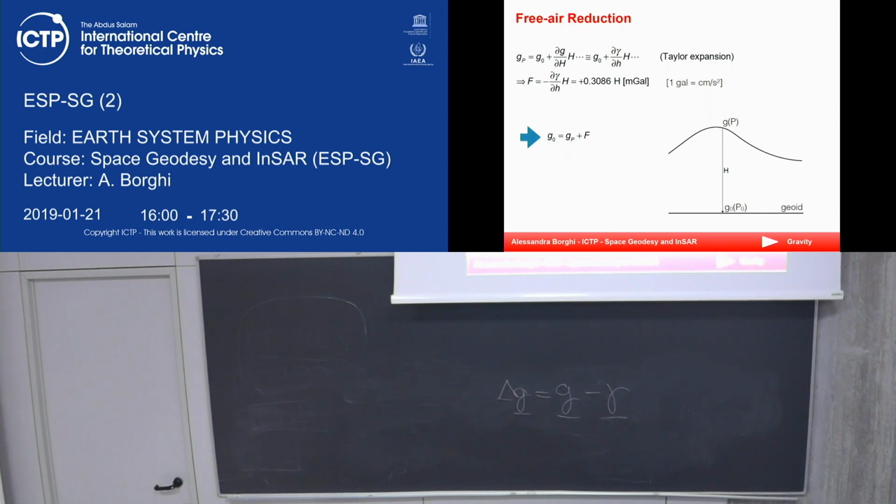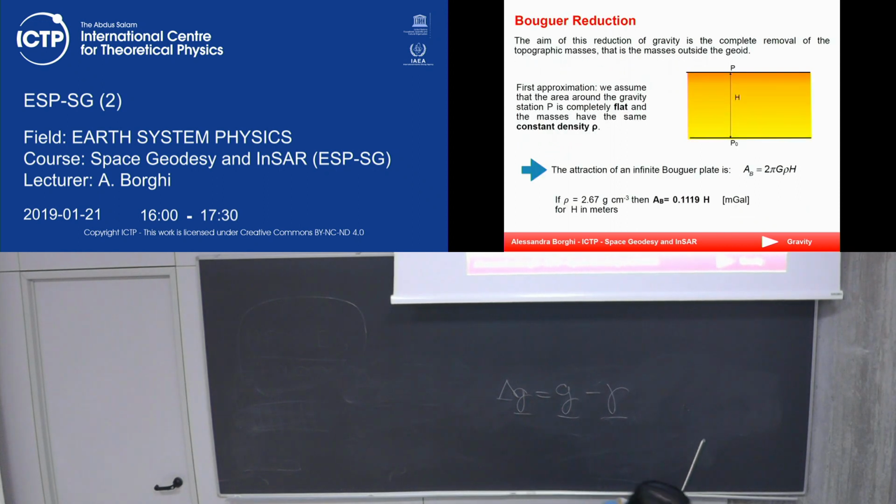So what we attain is smaller values. This is the reason we usually have a milligal, 10⁻³ gal. Okay, so this is the first reduction: to translate the gravity from the surface to the geoid, where between the 2 points we don't have masses. Now we are going to see how to reduce for these masses.